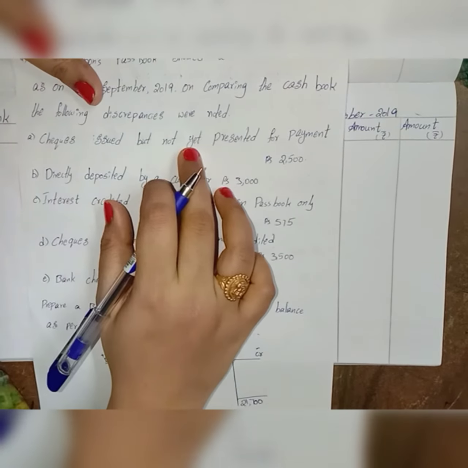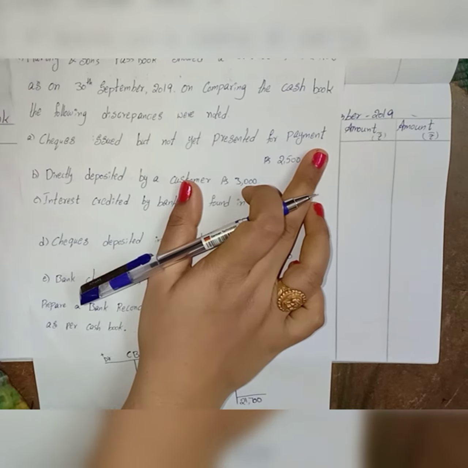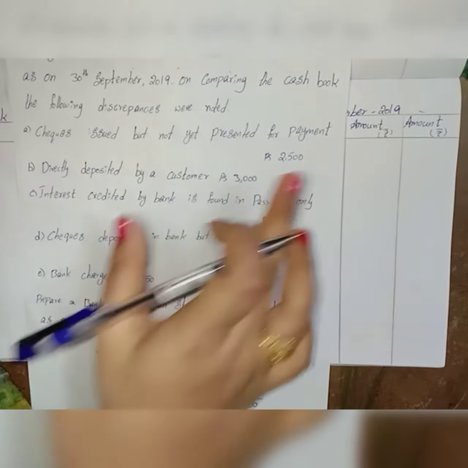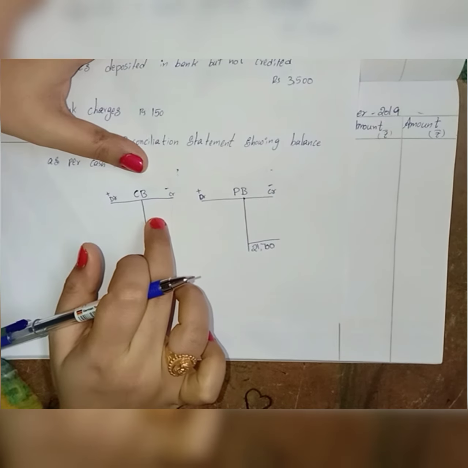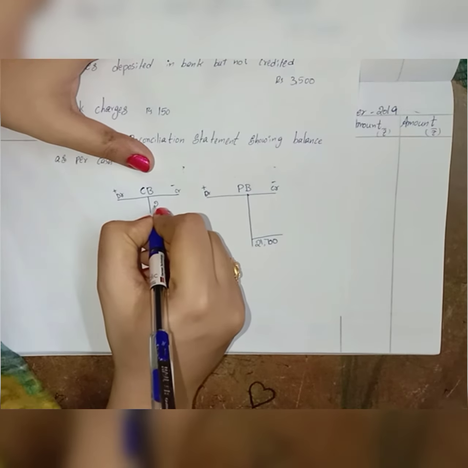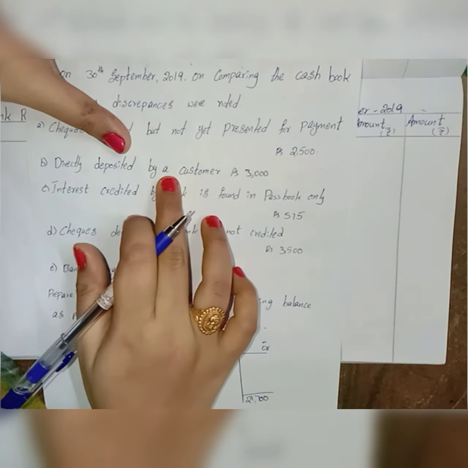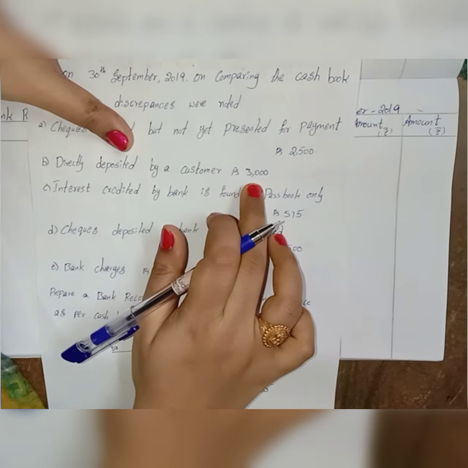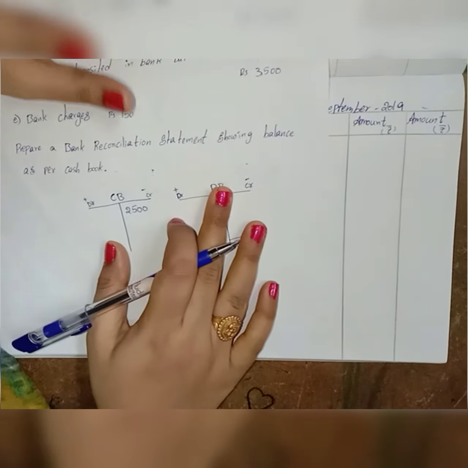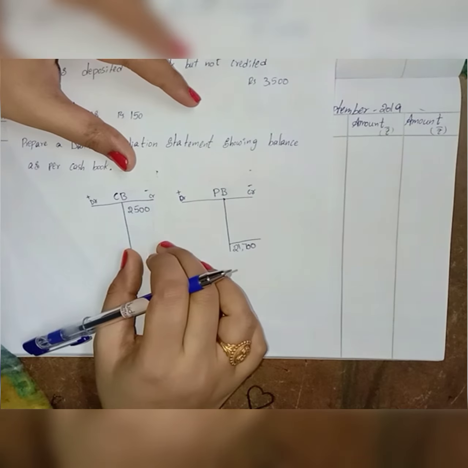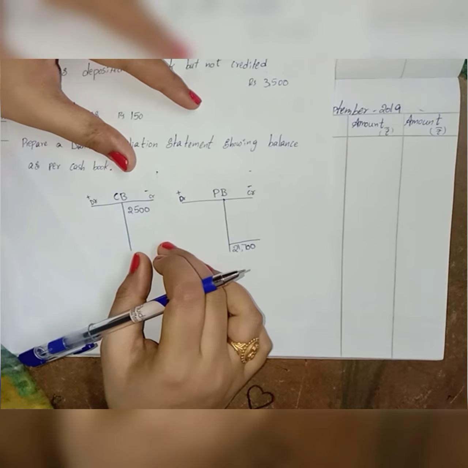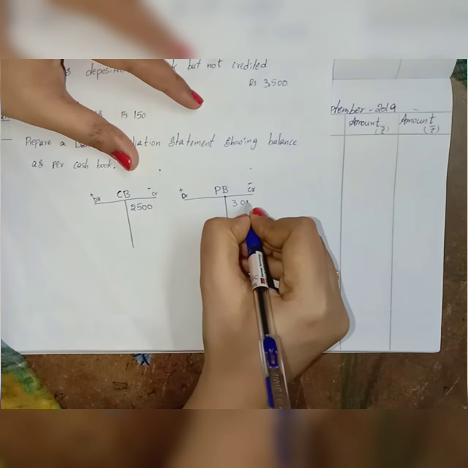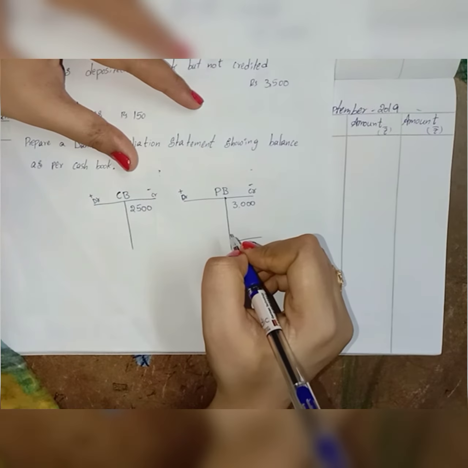Check issued but not presented for payment. So we have given the check. What we have given will be entered in the credit side of the cash book, 2,500. And next, directly deposited by a customer, 3,000. That directly deposited means it is an asset for us. If it is an asset for us, it is a liability for the bank. So 3,000 in the credit side of the passbook.